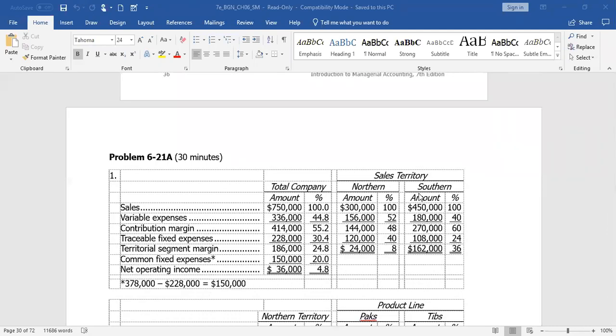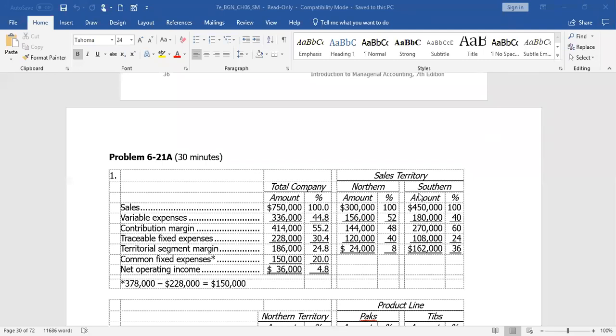Vulcan Company's contribution format statement for June is below. So they give us sales for the entire company, variable expenses, fixed expenses, and net operating income. Management is disappointed with the company's performance and wondering why. What can be done to improve profits? So they start examining the sales and cost records. And the company is divided into 2 sales territories, Northern and Southern. And you can see that listed there.